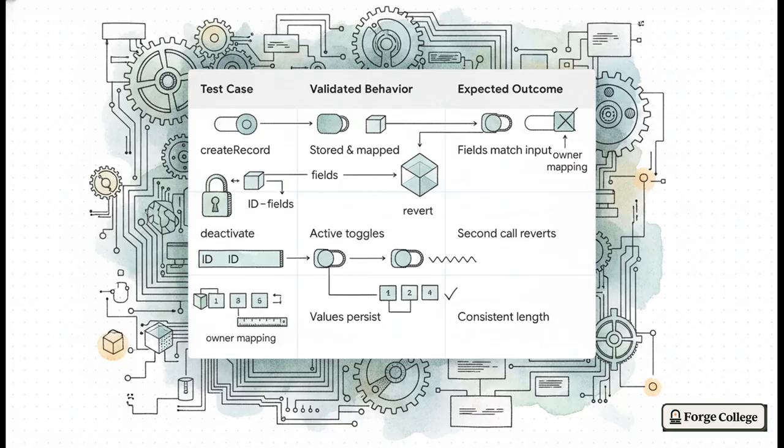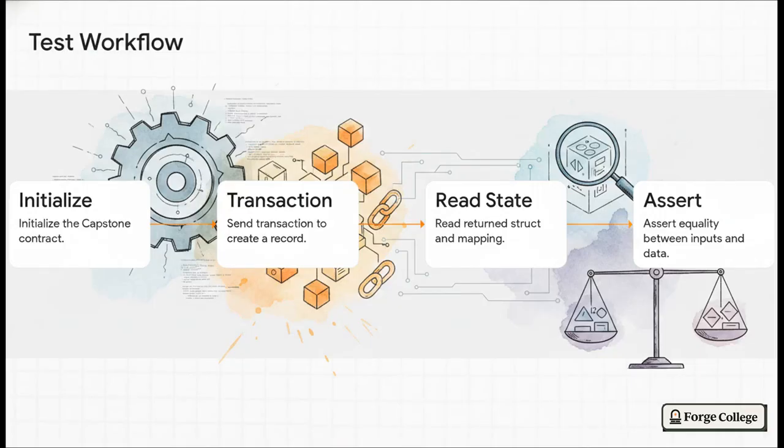But, and this is key, the second consecutive call should trigger a revert to prevent state manipulation. And for array manipulation, we've got to verify that values persist across reads and the length stays completely consistent. We're mapping out the exact mechanical behavior we expect from our structs and arrays, literally leaving nothing to assumption here. So how do we actually execute that plan? Well, just like running a machine sequence, our local test workflow follows 4 distinct steps.